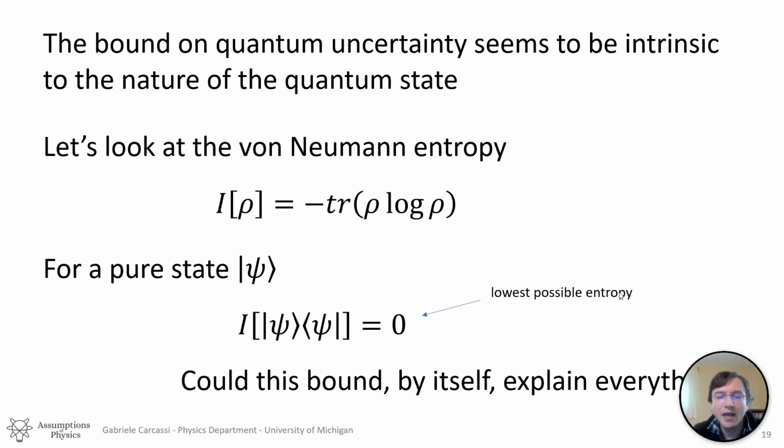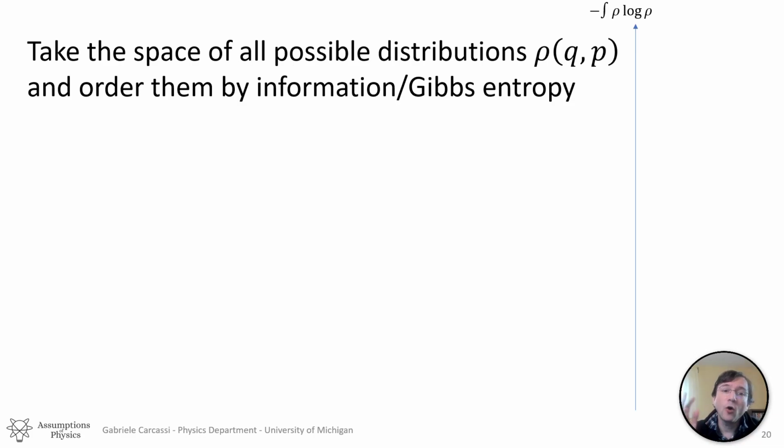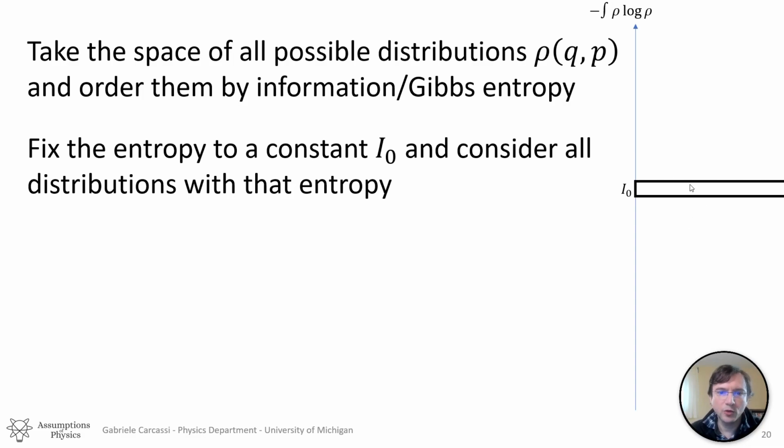So the question is, could this bound by itself explain the uncertainty principle? To look at that, let's look at all possible classical distributions, rho of Q and P, which we imagine to be this space over here, and we imagine ordering them by minus the integral of rho log rho, the information entropy, the Gibbs entropy. So higher entropy distributions will be here, lower entropy distributions will be here. So let's fix the entropy to a constant I0 and consider all the distributions that have that entropy. So in this region, we are going to have all distributions that have an entropy of I0.